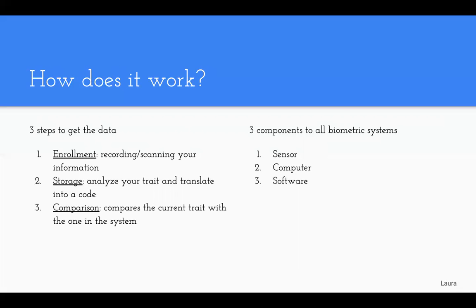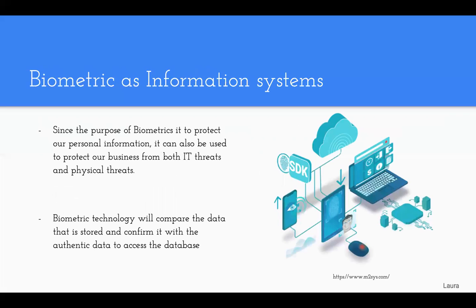So how will biometrics and information systems work? Since the purpose of biometrics is to protect our personal information, it can be used to protect our businesses from both IT threats and physical threats. An example of an IT threat would be your business website being hacked, or your clients' information being stolen from the computer. A physical threat would be an unauthorized individual entering your business. Biometric technology will compare the data that is stored and confirm it with the authentic data to access the database.